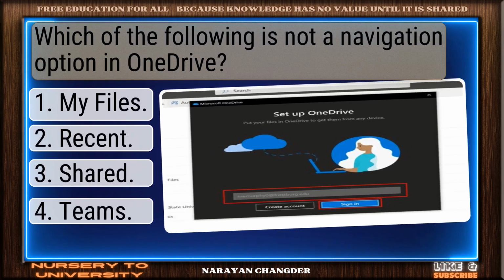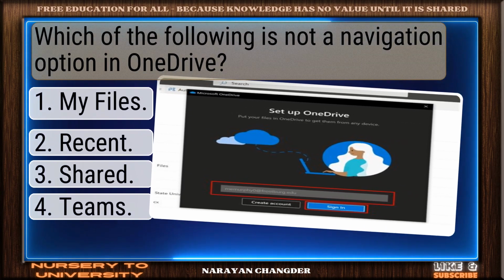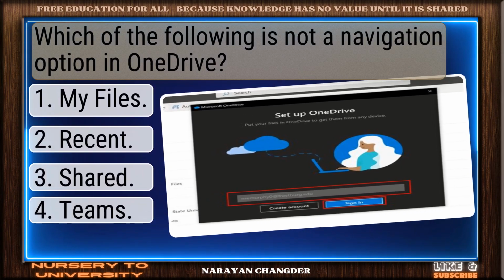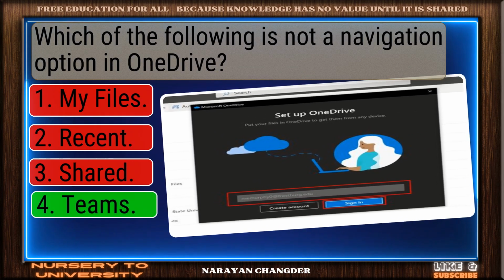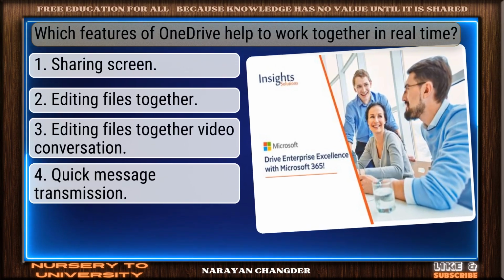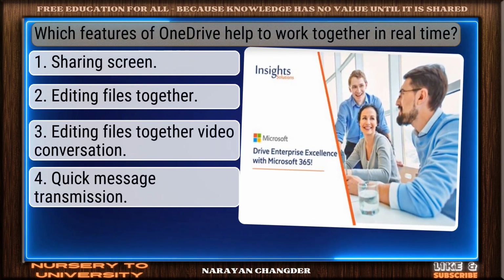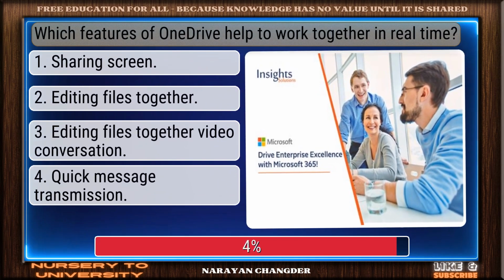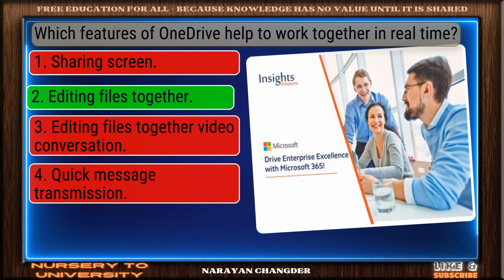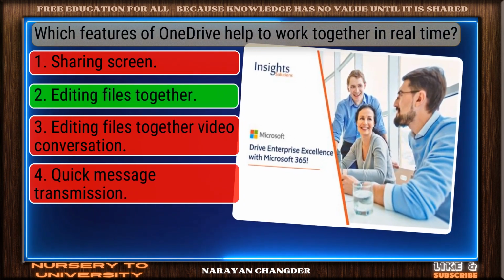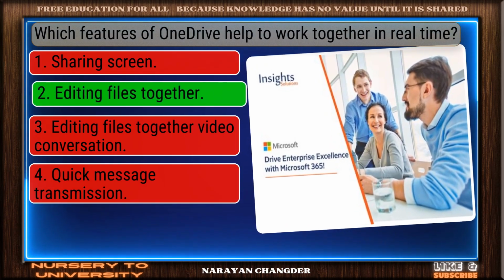Question number 17. Which of the following is not a navigation option in OneDrive? Bravo, Teams is the answer. Question number 18. Which features of OneDrive help to work together in real time? On track. Editing files together is the correct answer.